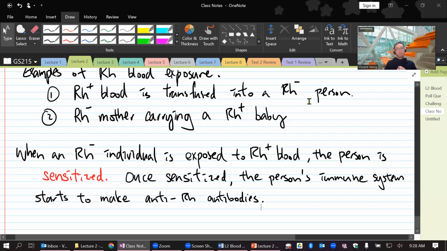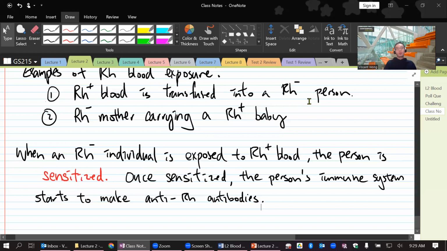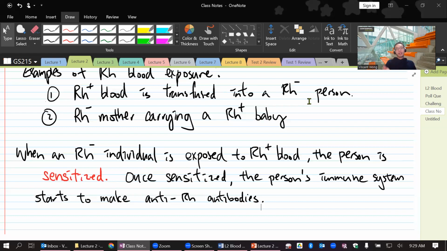So basically, you can only be sensitized once. If you are sensitized, you are forever sensitized. You're not going to get sensitized again because once you've been exposed to the positive blood, you will forever have the antibody in your system, just like you only get chickenpox once. You're not going to get it again because you have the antibody in your system already. Does that answer your question?